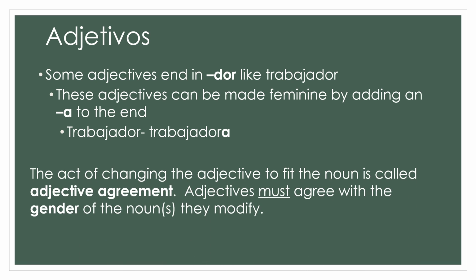Okay, the act of changing the adjective to fit the noun is called adjective agreement. You're going to hear me say it. You're going to see me write it. If you do something wrong, I'll type in there, make sure your adjectives agree. You're making sure the adjective fits the noun. Is it masculine? Is it feminine? They have to agree with the gender, masculine or feminine, with the nouns that they modify.